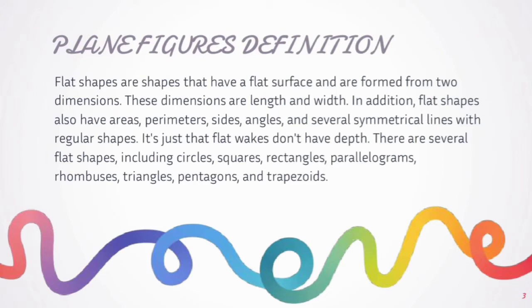Plane figures definition. Flat shapes are shapes that have a flat surface and are formed from two dimensions. These dimensions are length and width. In addition, flat shapes also have areas, perimeter, sides, angles, and several symmetrical lines with regular shapes. There are several flat shapes including circles, squares, rectangles, parallelograms, rhombus, triangle, pentagon, and trapezoids.